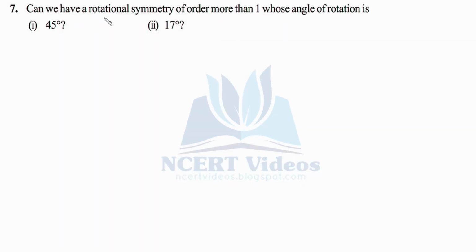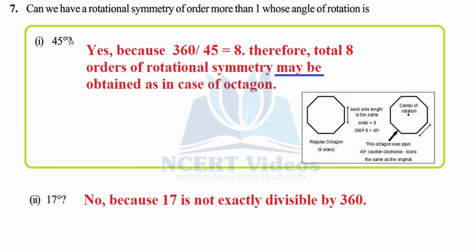Seventh: can we have a rotational symmetry of order more than 1 whose angle of rotation is first 45 degrees, second 17 degrees? Number first, if we consider 45 degrees, well, we have studied numerous figures that have 45 degrees and they have rotational symmetries. One of the figures is the octagon, so it has 8 sides. When you divide 360 over 8, you get 45 degrees. So we have to rotate it 45 degrees. So the answer is yes, because 360 over 45 equals 8. Therefore, a total of 8 orders of rotational symmetry may be obtained as in the case of an octagon.